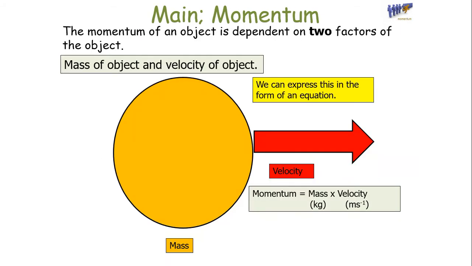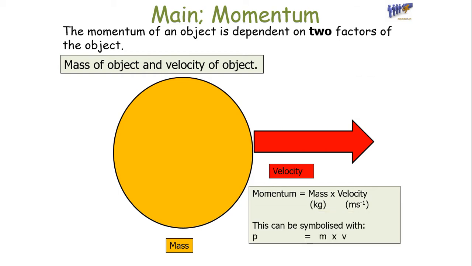momentum. Now, the momentum of an object is dependent on two factors of the object, the mass of the object and the velocity of the object. So we can express this in the form of an equation. Momentum equals mass times by velocity. Now you're expected to recall and memorize this equation for your examinations. And we can symbolize this with the symbols P equals mv.